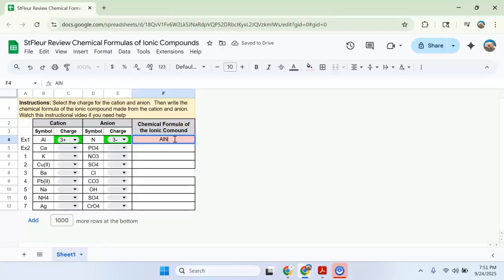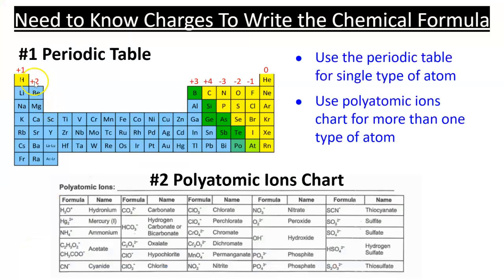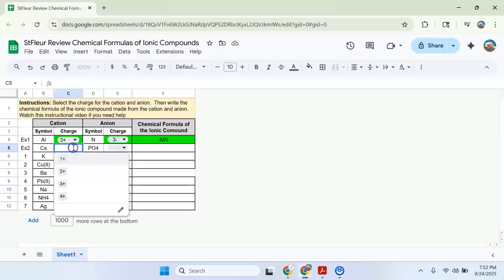Let's look at one more example together. Here we have example 2, we have calcium. So I need to figure out the charge of calcium. I'm going to go to the periodic table. Calcium is in group 2. It has a +2 charge. So I select +2.